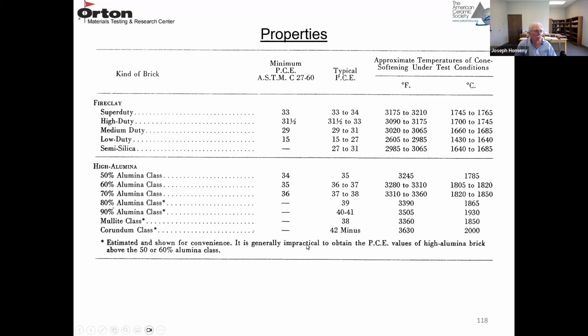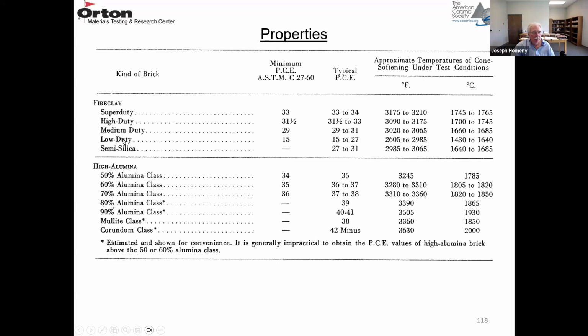So these fire clays and high alumina refractories are classified based on their softening temperatures. And that's basically the upper use limit. You don't want to necessarily go to the softening temperature. You want to be a few hundred degrees below that. And they're classified by PCE or pyrometric cone equivalents, and that's an ASTM standard C27. So the higher the PCE number, the higher the use temperature.